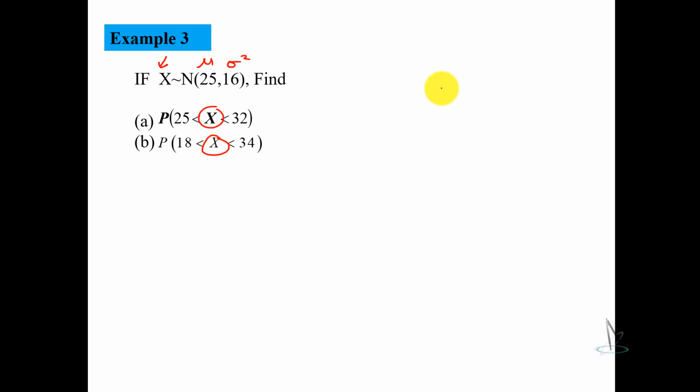In order to use the table, I have to change it to Z. Therefore, I need to use Z equal to X minus mu over sigma. So I have to know what is the value of the mu and what is the value of the sigma. Once I standardize everything, then I can use my table. Okay, so let us proceed.